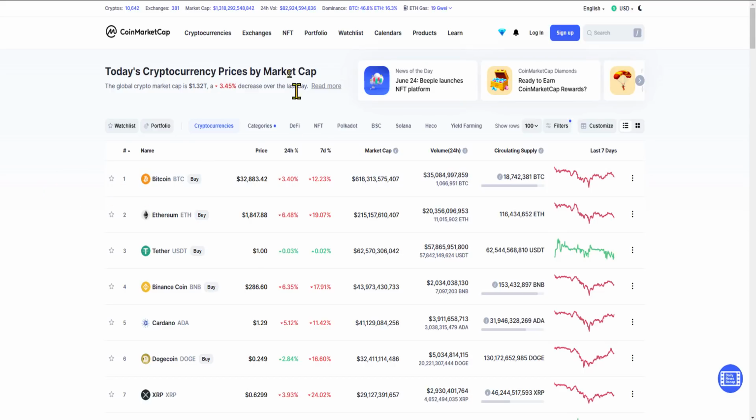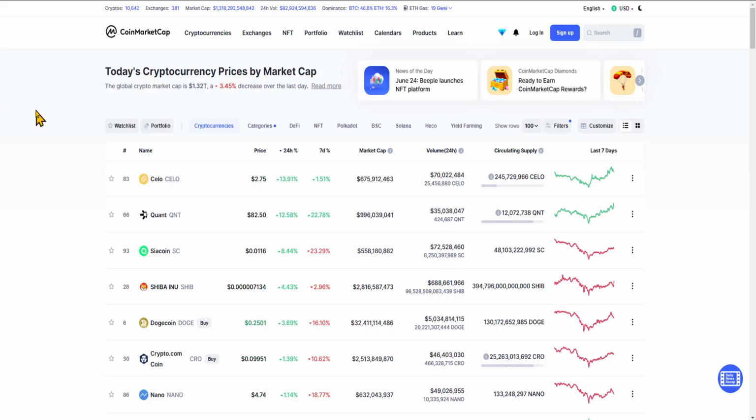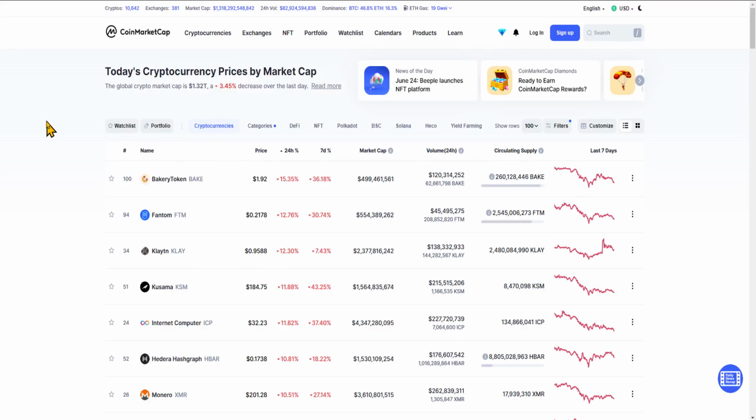Let's have a look at market cap. Top 7 are Bitcoin, Ethereum, Tether, Binance Coin, Cardano, Doge, and XRP. Top 24-hour gainers: Celo, Quant, Sia Coin, SHIB, Doge, CRO, and Nano. Greatest losses: Bake, Phantom, Clayton, Kusama, Internet Computer, HBAR, XRM, Monero.